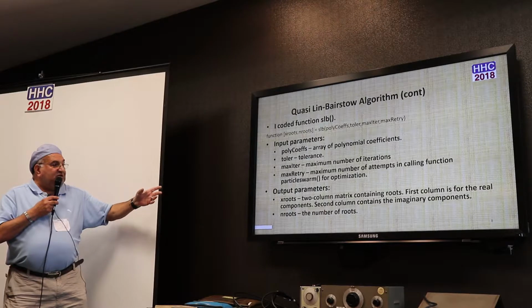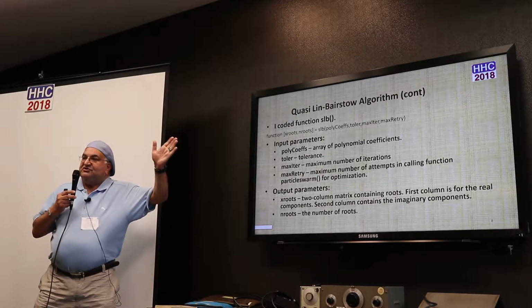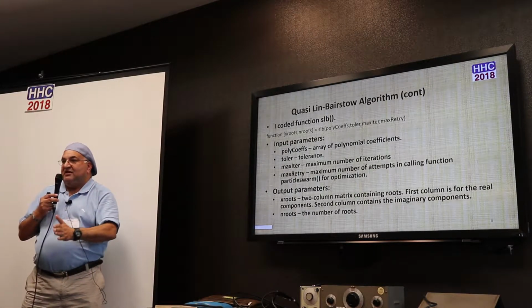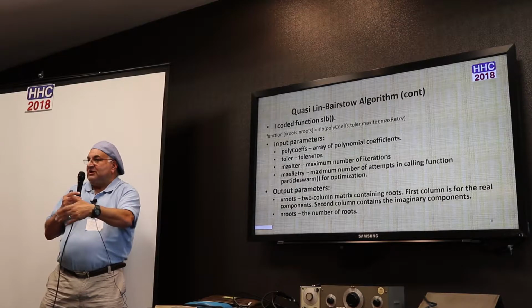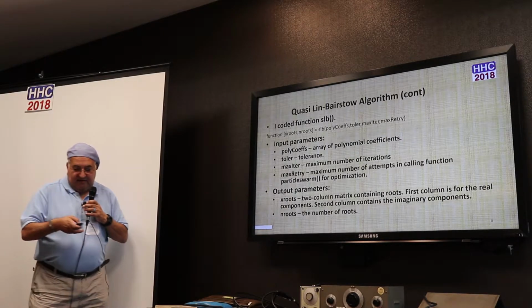The output parameters, we have xroot. It's a two-column matrix. The first column is the real components. The second column is the imaginary. And if the root is real, then the imaginary part is 0. N root is the number of roots you get.